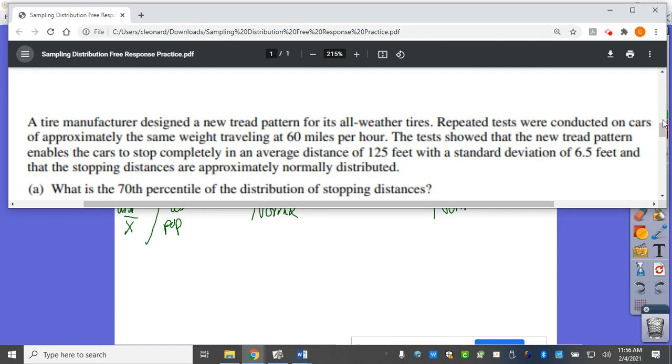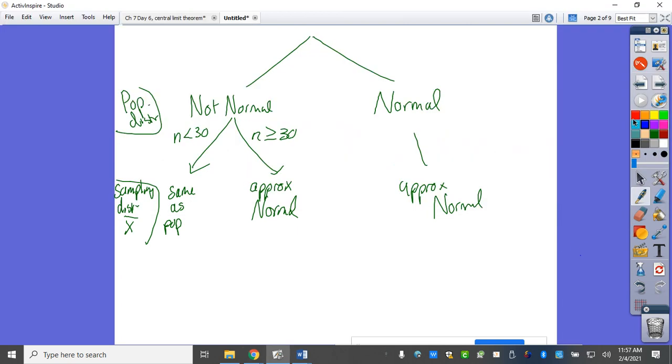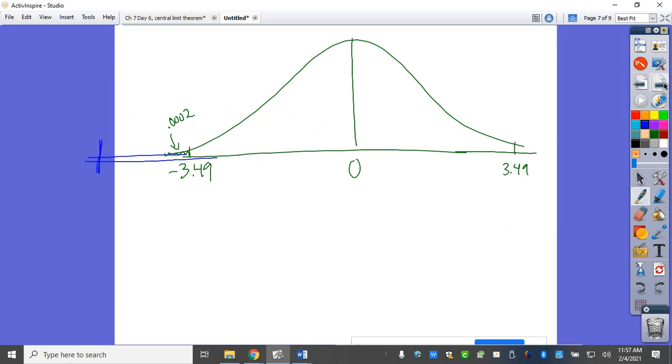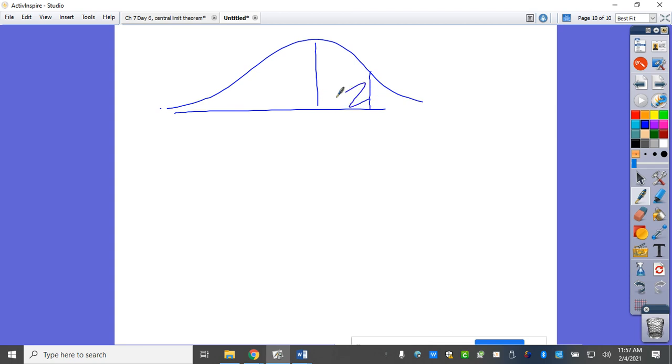What does it mean to be a percentile? How do I draw a percentile? Shade it from the left up to that. So 70%, is that more than half or less than half? More than half, so my line should be where? On the right side, so I can shade more than half to the left. And this right here is 70%.